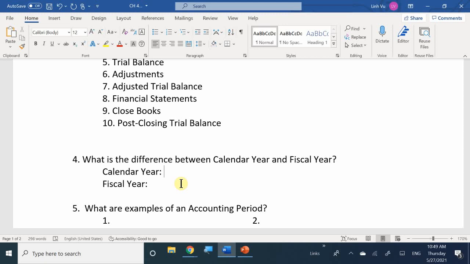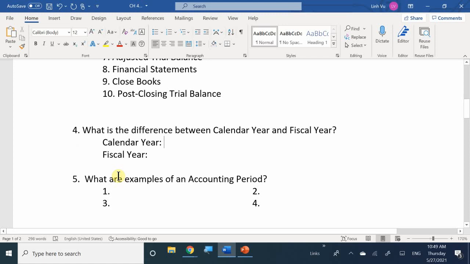But the idea here is I'm trying to train you that if you don't know the answer, look it up. Look up the answers because everything on the Google Classroom is there for a reason. So when you're doing your quizzes and stuff, if you don't know the answer, just look it up. Okay? What is the difference between the calendar year and the fiscal year?